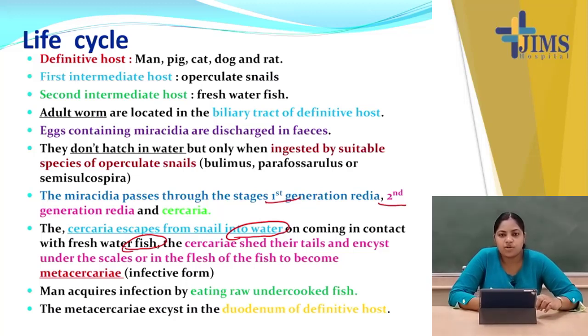While the definite host is consuming the fish, if it is raw or undercooked fish, if it is not boiled properly, the human being or the definite host will be infected by these fishes and this Metacercaria. So this Metacercaria directly enters into the duodenum of the definite host.